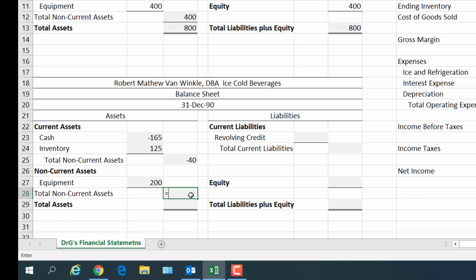Equipment, the same thing, equals sum, open parentheses, and click on the 200 and close the parentheses. And hey, we are off and running. We'll total the assets up: equals sum, open parentheses, click on the negative 40, drag down to the 200, release, close the parenthesis, and hit enter. Hey, we're doing good.